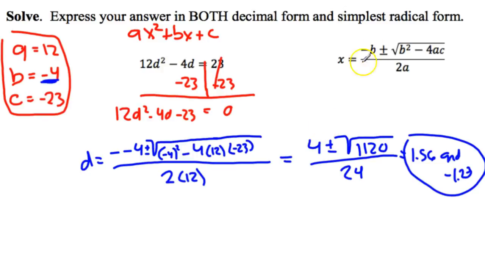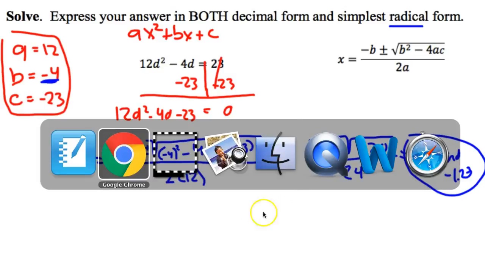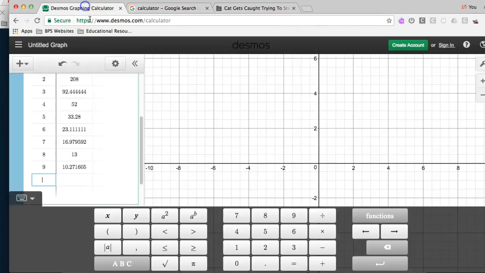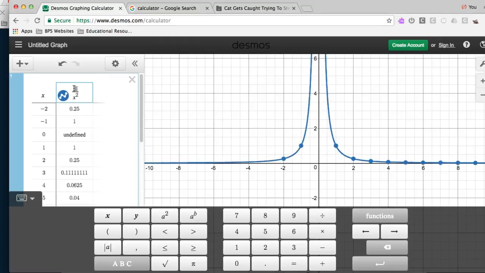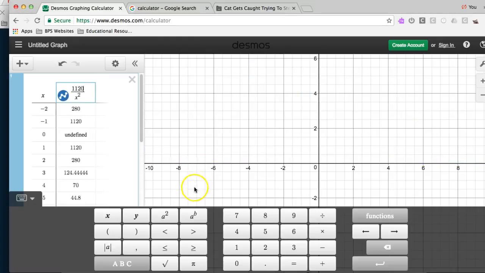But I also want to do it as a radical. So let me simplify this. 4 plus or minus, I don't need to write that thing again. I'm gonna simplify it. So this is a big number. I can't do it in my head. Let me do my shortcut with the calculator. So I'm gonna graph. Instead of 832 divided by x squared, 1120. Is that right? Okay, let me see.